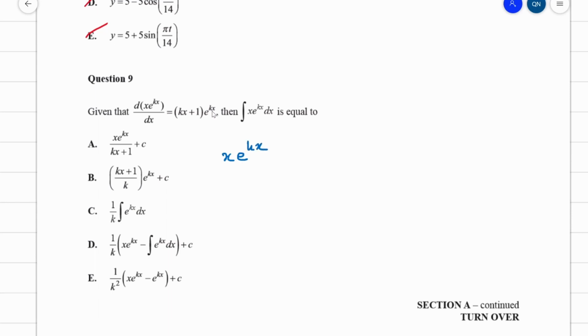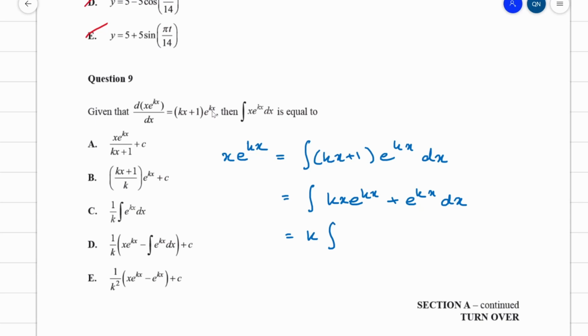Integrating the right-hand side, you're going to get the integral of (kx plus 1) e to the kx dx. But now we can use the linearity of the integral to split it up across this addition. Actually, I should distribute first, just to make it a bit clearer: k x e to the kx, and then plus e to the kx, dx, like so. And this is equal to k times the integral of x e to the k times x dx, and also plus the integral of e to the kx dx. So I just split up the integral.